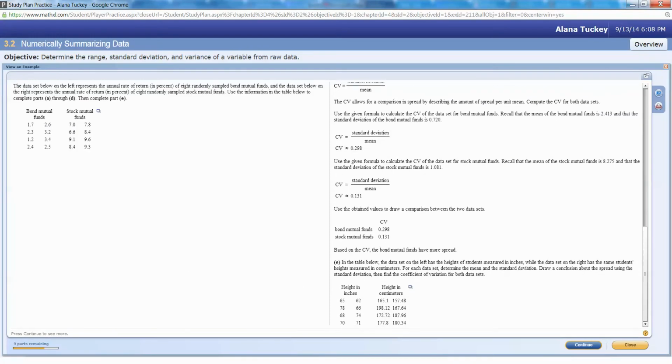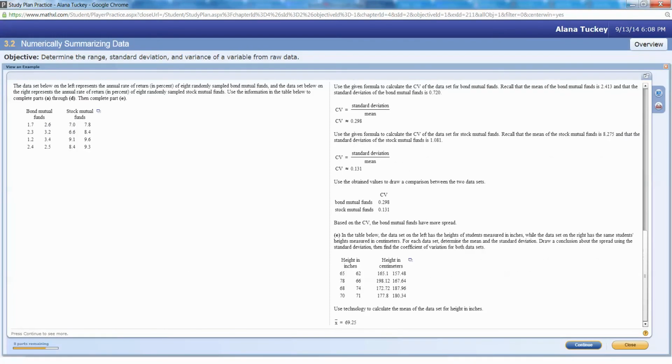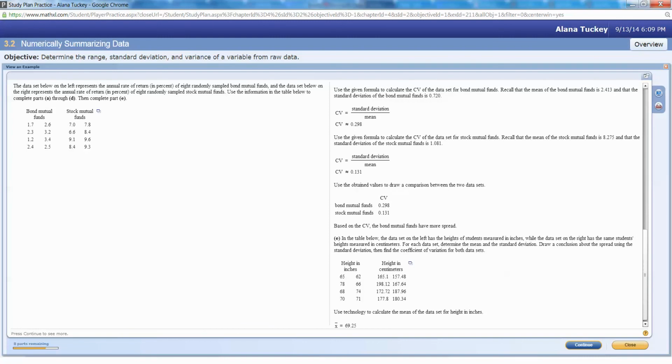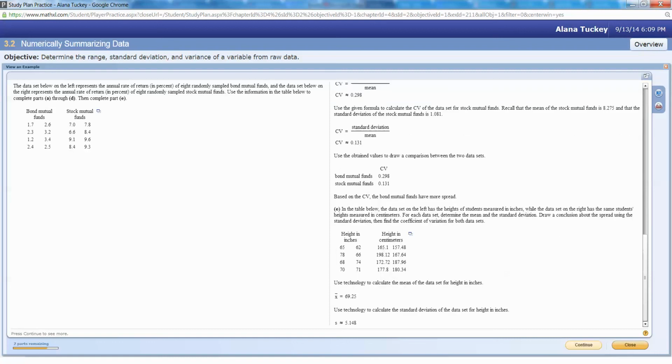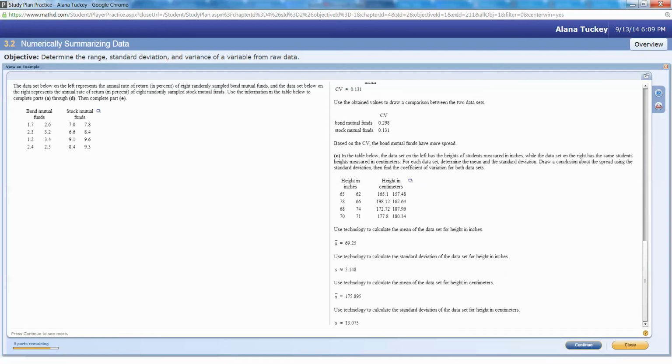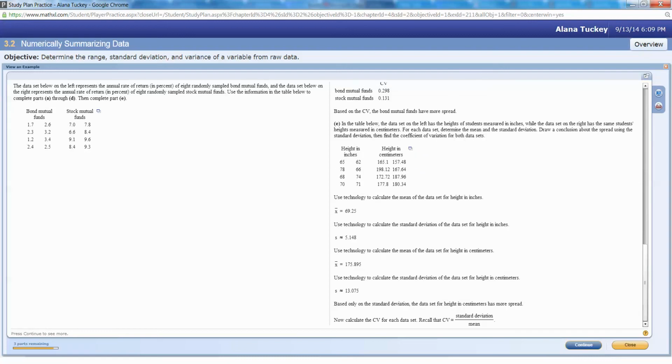All right, so in the table below, the data set on the left has the heights of students measured in inches, while the data set on the right has the same number of students' heights measured in centimeters. For each data set, determine the mean and standard deviation, draw a conclusion about the spread using the standard deviation, then find the coefficient of variation for both data sets. So that has us doing the same thing.